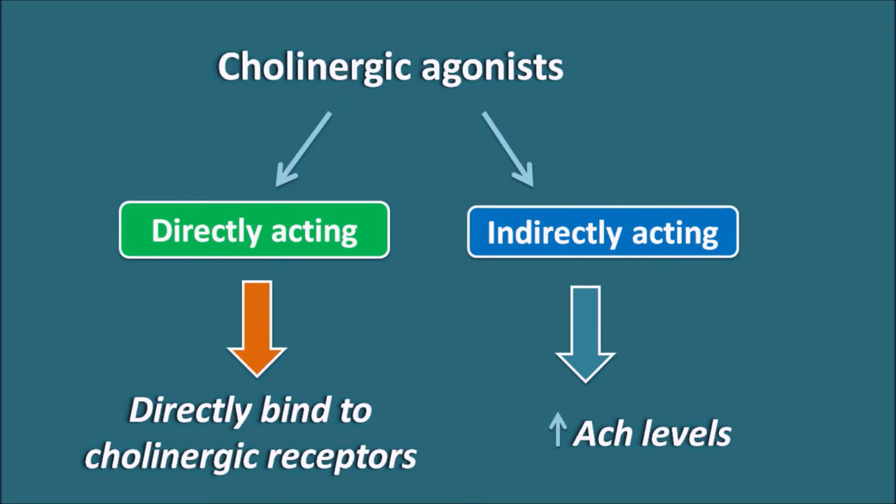So here the indirectly acting cholinergic agonists can inhibit the metabolism of acetylcholine by inhibiting the acetylcholine esterase enzyme, thereby improving the acetylcholine levels within the synaptic cleft. In this way, acetylcholine esterase inhibitors can act as indirectly acting cholinergic agonists. Now in this video, we will go through the different types of cholinergic agonists, how they act, and what the pharmacological actions, side effects, and clinical uses of all these cholinergic drugs are.